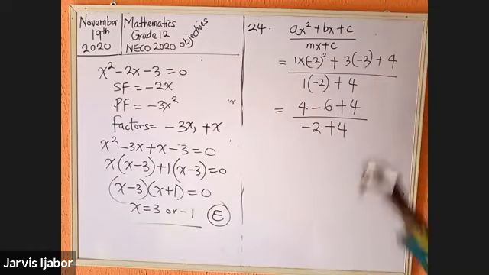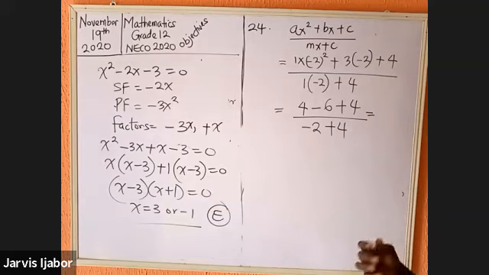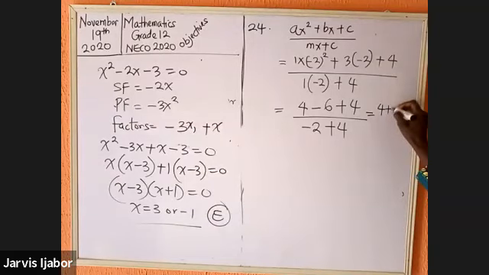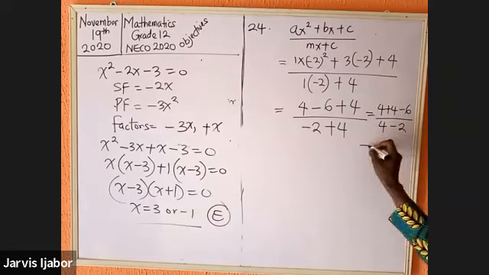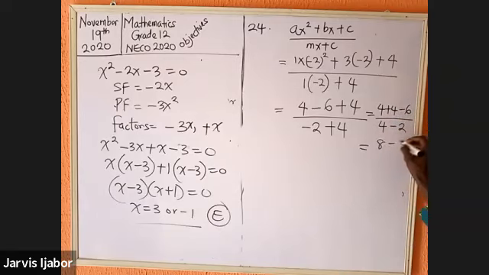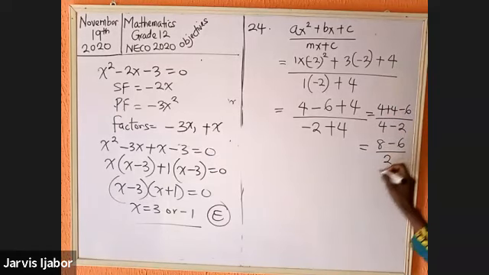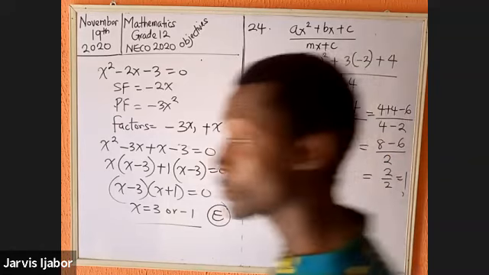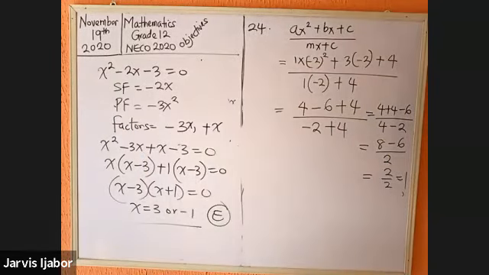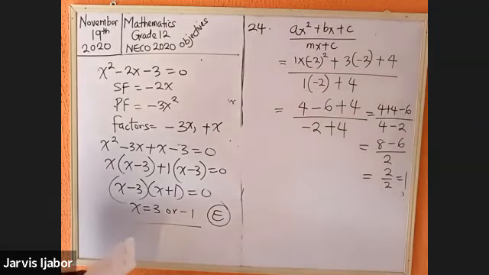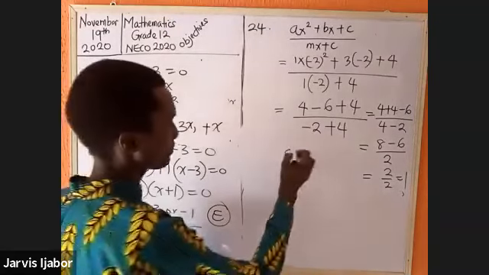I really advise students, rearrange your work. Rearrangement helps to give you clarity. So this will be 4 plus 4 minus 6 over 4 minus 2, which will give you 8 minus 6 divided by 2, which will be 2 over 2, and that is 1. All right, so that settles that. That will settle that answer for 24, and that option would have been C, right?